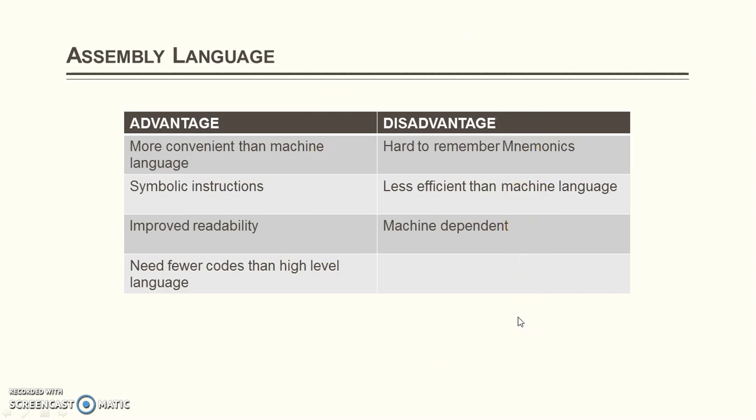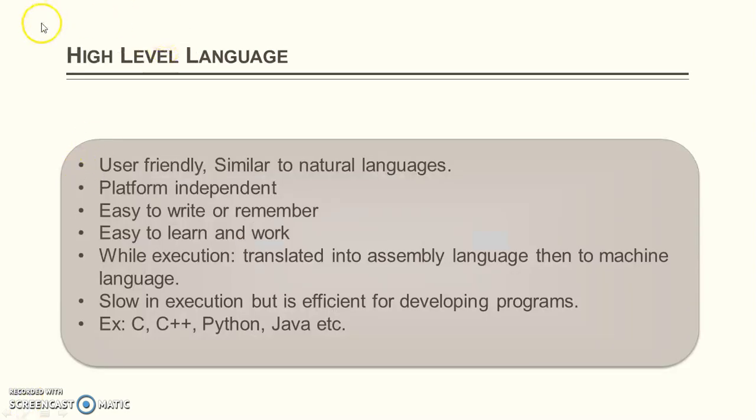So next we will discuss the high level programming language. A high-level programming language is user-friendly, similar to natural languages, and again it is platform independent. It is easy to write and remember, and also easy to learn and work with.